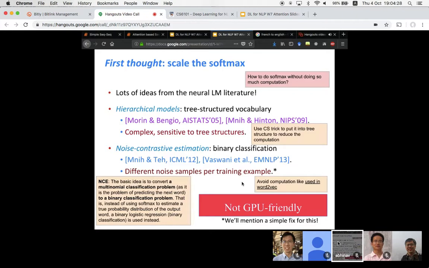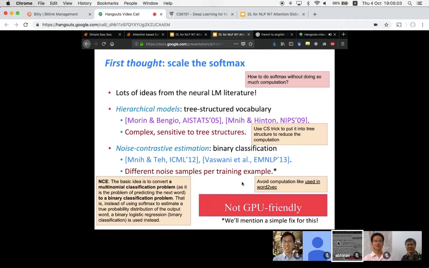So the first thought is how can we scale up the softmax? People do a lot of research on that because they still want a very large vocabulary size and are trying to optimize the softmax problem. The first paper uses a tree structure to reduce computation. The second one uses noise contrastive estimation, the same thing we use in word2vec as well. I just put a definition there.